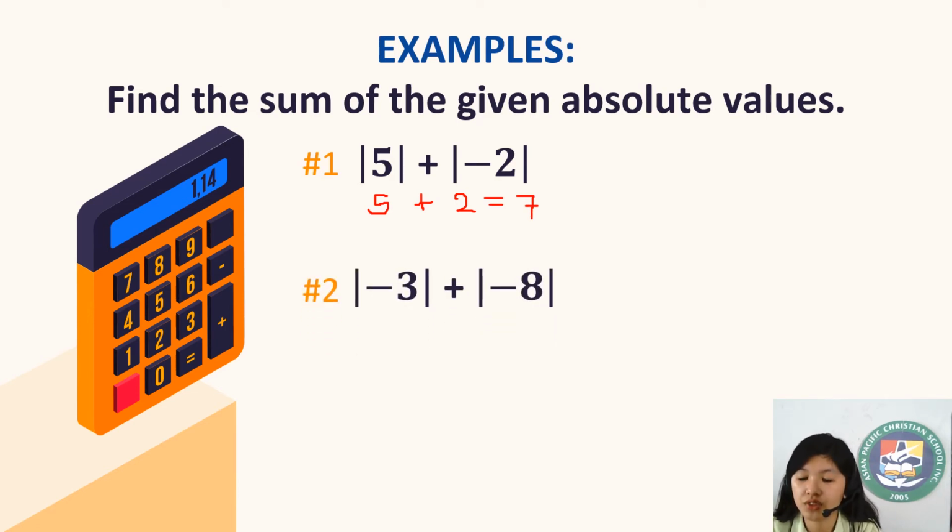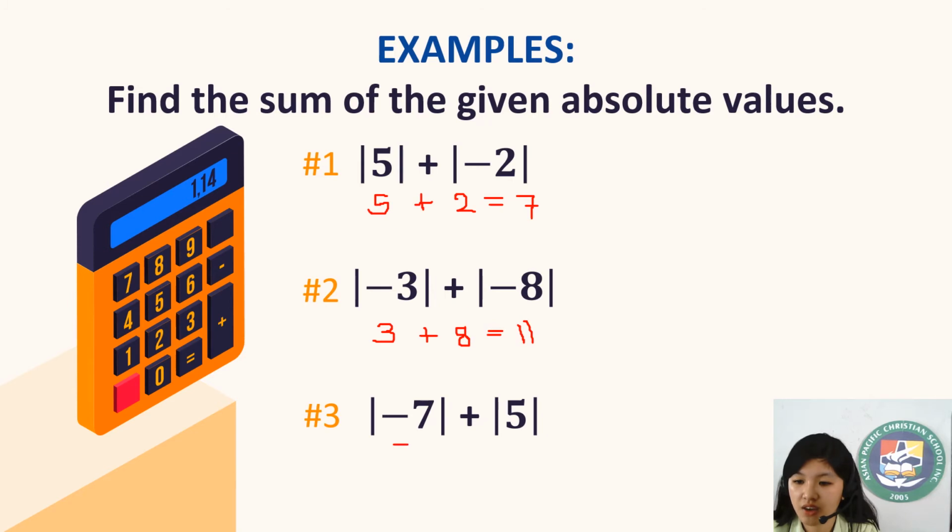Next, the absolute value of negative 3 plus the absolute value of negative 8. So, the absolute value of negative 3 is 3, then plus the absolute value of negative 8 is 8. So, 3 plus 8 will be 11. Next, the absolute value of negative 7 plus the absolute value of positive 5. We have the absolute value of negative 7, we have 7, plus the absolute value of 5, we have 5. And 7 plus 5 is equal to 12.